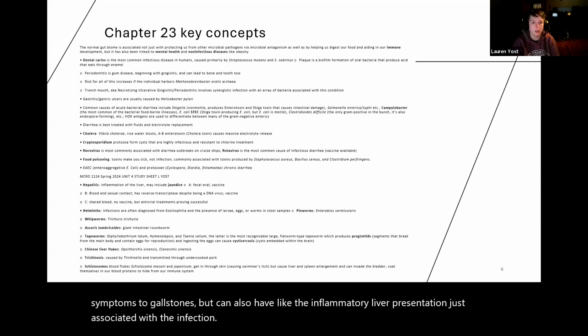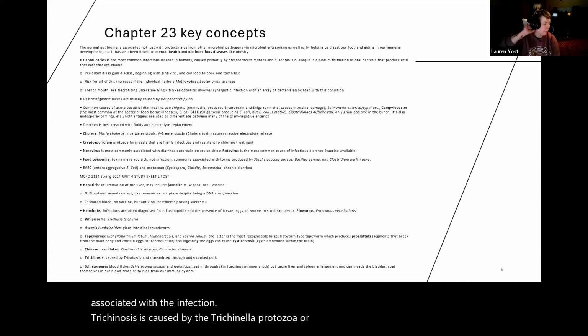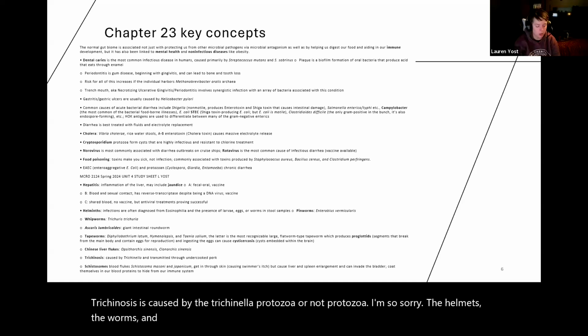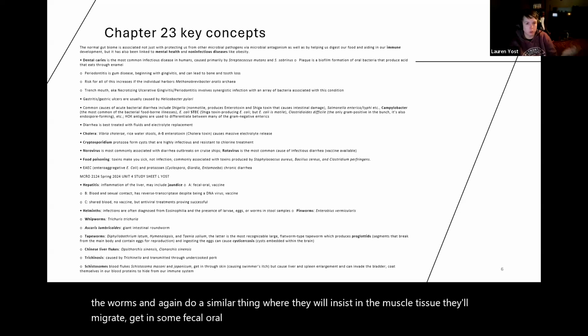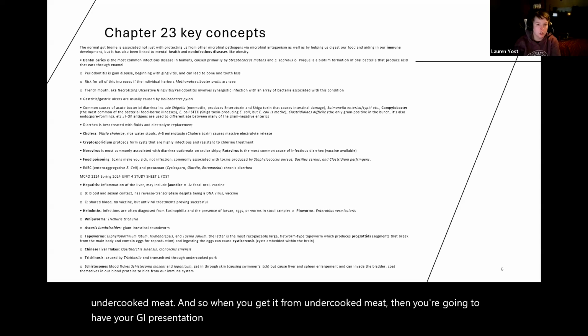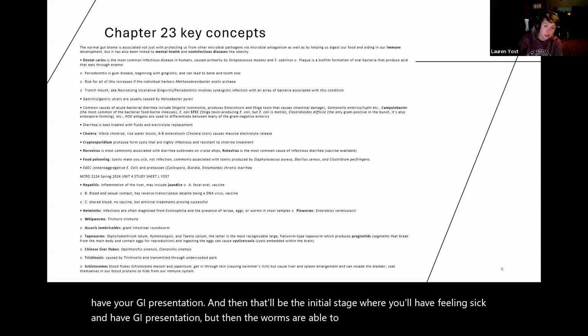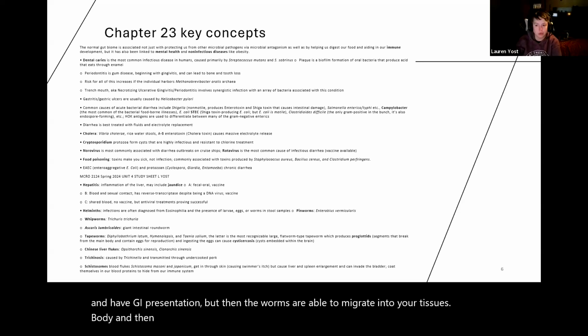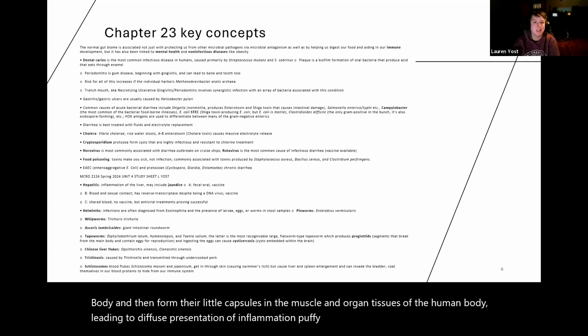Trichinosis is caused by Trichinella, the protozoa, or not protozoa, I'm so sorry, the helminths, the worms. And again, they do a similar thing where they will encyst in the muscle tissue. They'll migrate, you can get them from fecal oral transmission, but you mostly will get them from eating undercooked meat. And so when you get it from undercooked meat, then you're going to have your GI presentation. That'll be the initial stage where you'll feel sick and have a GI presentation. But then the worms are able to migrate into the tissues in your body and form their little capsules in the muscle and organ tissues of the human body, leading to diffuse inflammation, puffy eyes, and systemic inflammation as a result of these guys being pretty much throughout the tissue of the body.